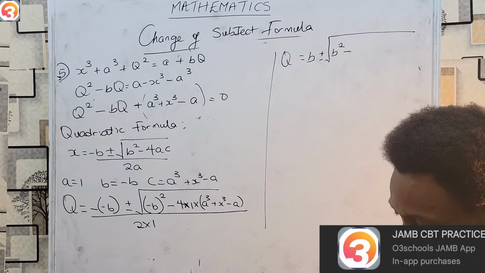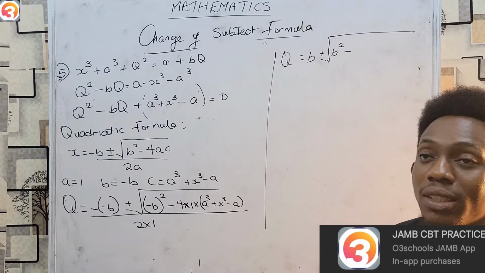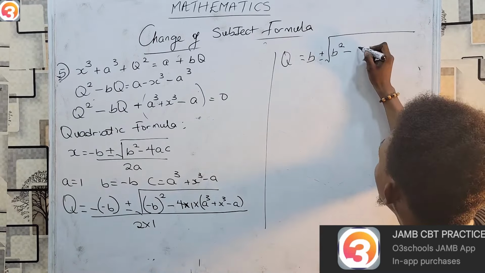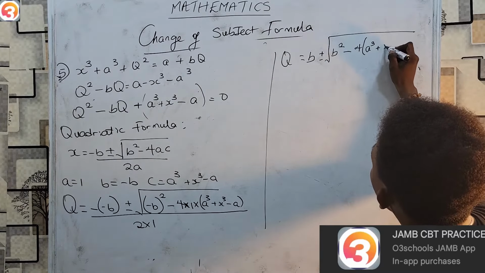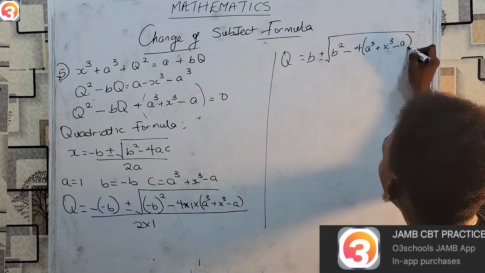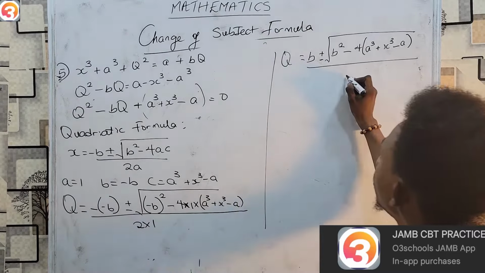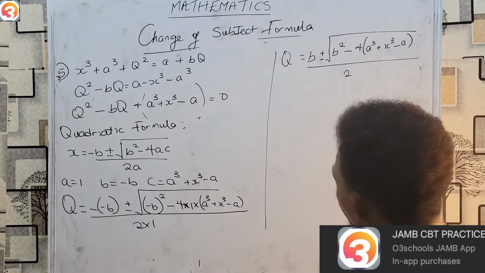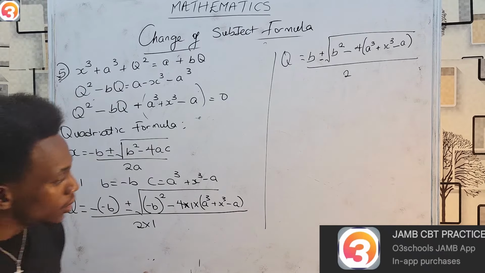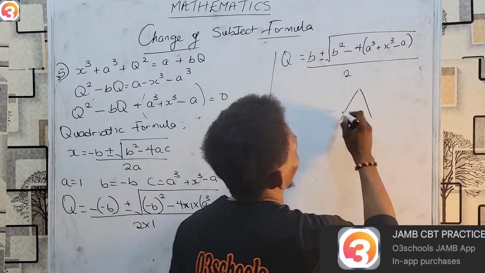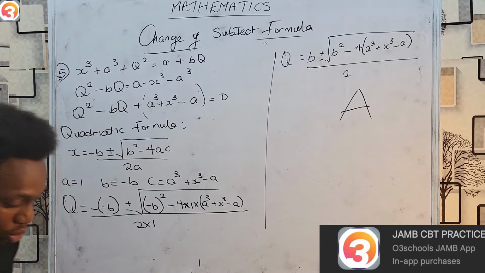If I look at my options, all of them are simply carrying forward the bracket. They did not expand it. So I don't have to either. I can simply say 4 into a cube plus x cube minus a all over 2 times 1 is 2. And if I look at my options now, I realize I have gotten my answer already. This is option A. See? So it appears difficult, but it is not really.